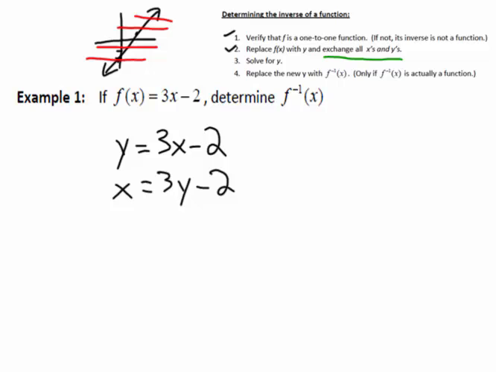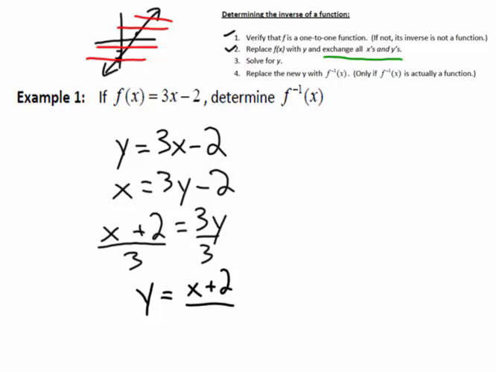Now it's just some simple algebra to solve for y. We can bring the 2 to the other side and get x plus 2 equals 3y. Divide both sides by 3, and we'll get a solution of y equals x plus 2 all over 3. There's step 3, solve for y.